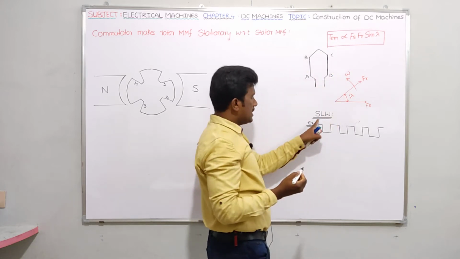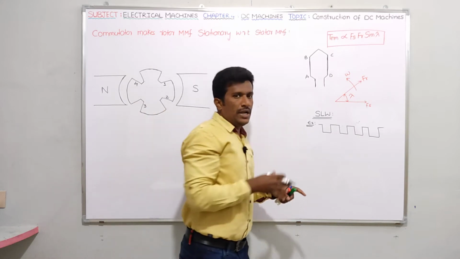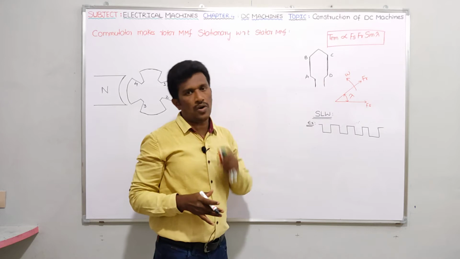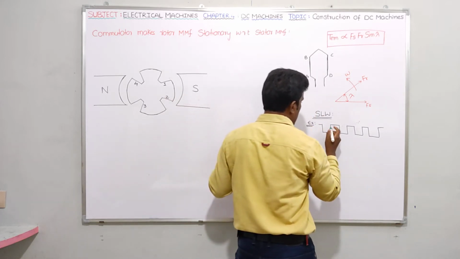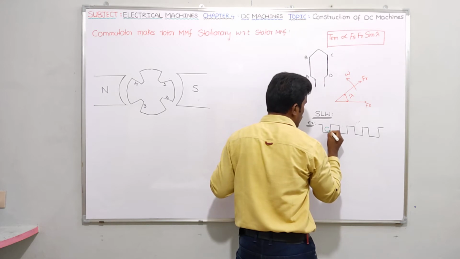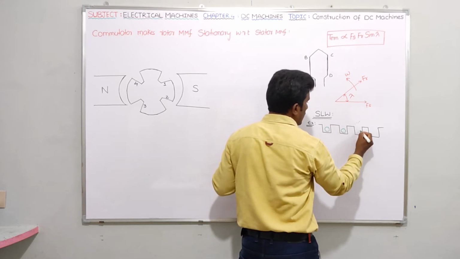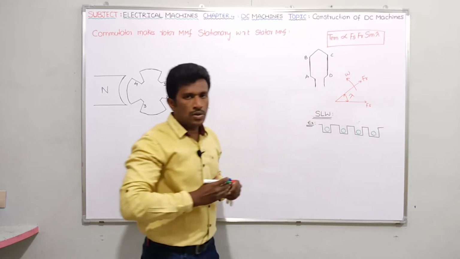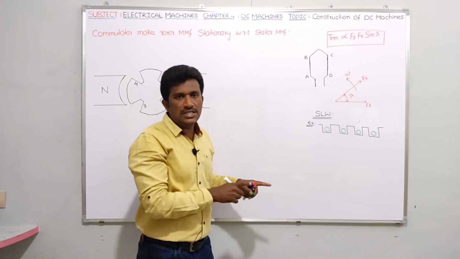Now the single layer winding definition is very simple. In the single layer winding, in each slot we have to place 1 coil side. For example, in this slot, I am just going to place 1 coil side here, here another coil side, here another coil side, here another coil side. So if we place 1 coil side in each slot, that is nothing but single layer winding.